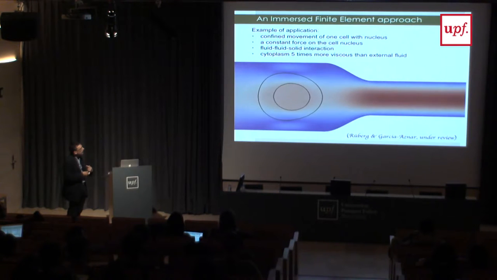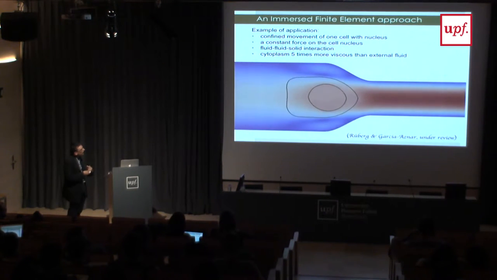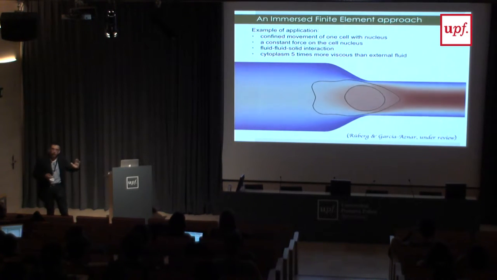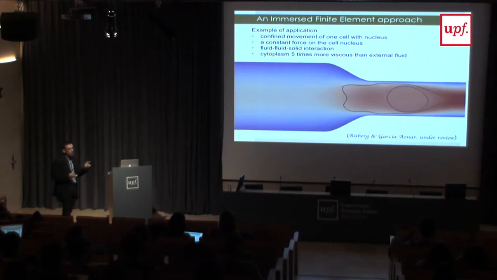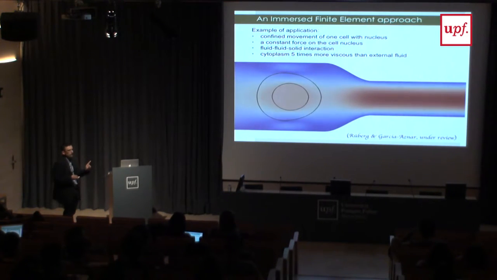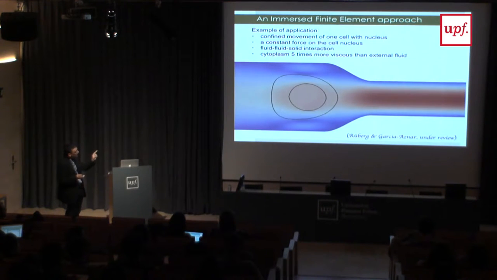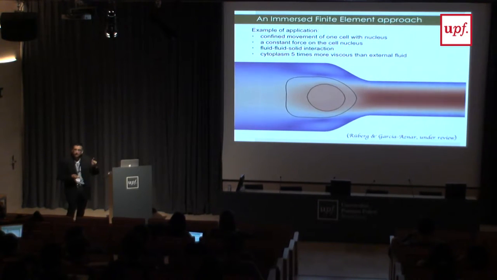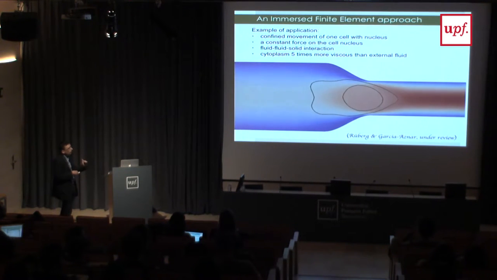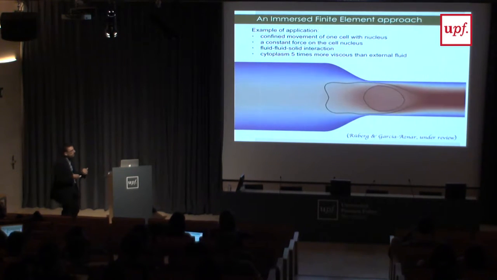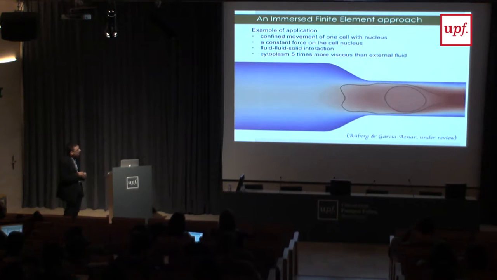So you can see here that we have a nucleus, we consider the nucleus is a solid. Later we have a fluid here and another fluid here. So in this case we have two interfaces. And we can see how the fluid is going to deform the cell. And in this case we are able to simulate not only the shape of the cell, but also the stresses and the strains on the cell. So with this model we are able to predict better the shape of the cell.